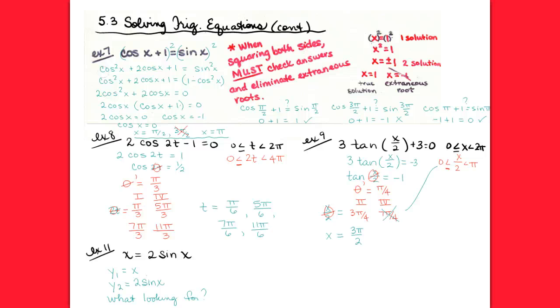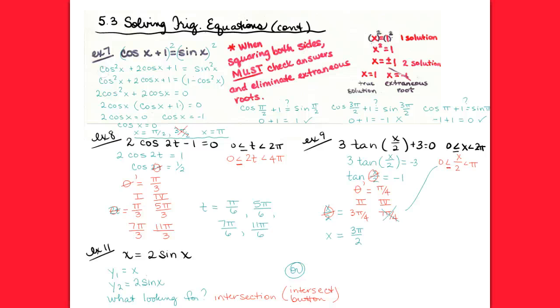When you graph it, what are you looking for? Where are they equal to each other? Where they intersect, right? So all I'm going to do is hit my intersect button, and that again is second trace, which is my calculate menu. I can go down to intersect, and it'll ask me, do you want me to use this for the first curve? Enter for yes. Do you want me to use this for the second curve? Enter for yes. What's your guess? And then it will tell me that point of intersection.